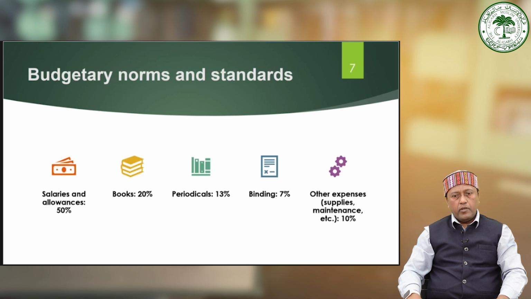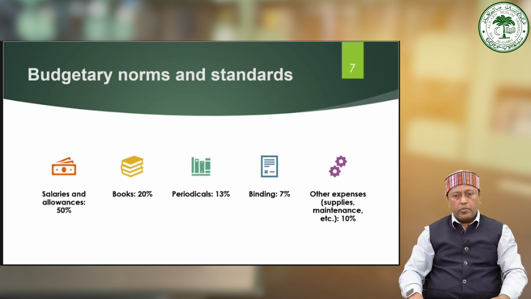So this is what is expected: if any library has to spend as per the budgetary standards, they should at least divide the total allocation under these categories. And in any case, the expenditure for books should not go less than 20, periodicals not less than 13, binding not less than 7, and other expenditures can be managed within 10%.